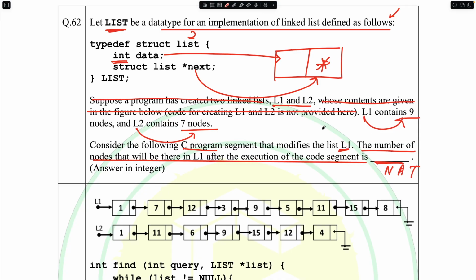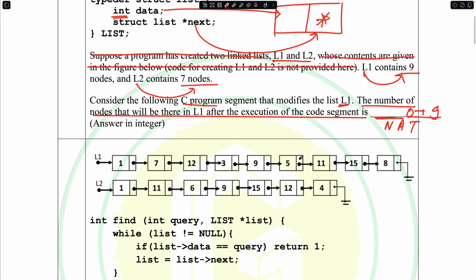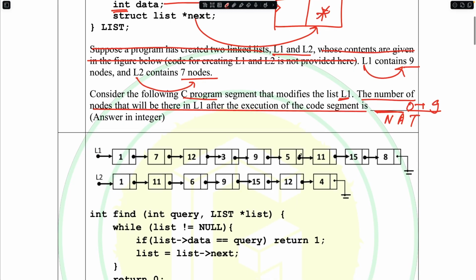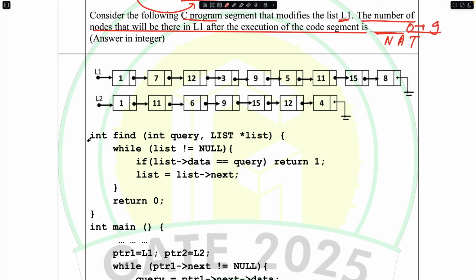The basic assumption given to us is that L1 would have 0 to 9 nodes, and L1 is being manipulated, and we need the number of nodes that L1 is going to have after the execution. So that is the basic assumption. I'm just saying, mark something from 0 to 9 if you don't have time, because attempting the question when there is no negative marking may help your results. Obviously that is not a strategy, but a hope-for-the-best kind of strategy. If you have time, obviously try to solve it. They have given a function here, this find function.